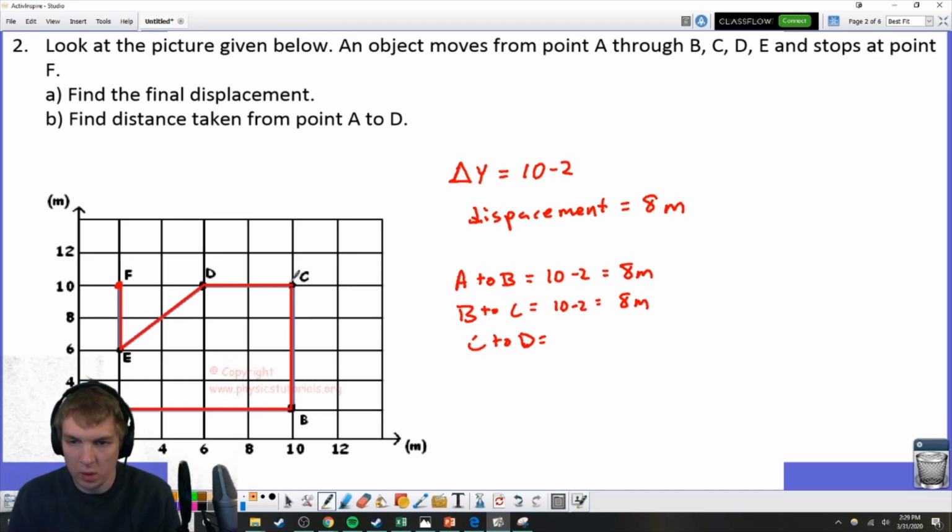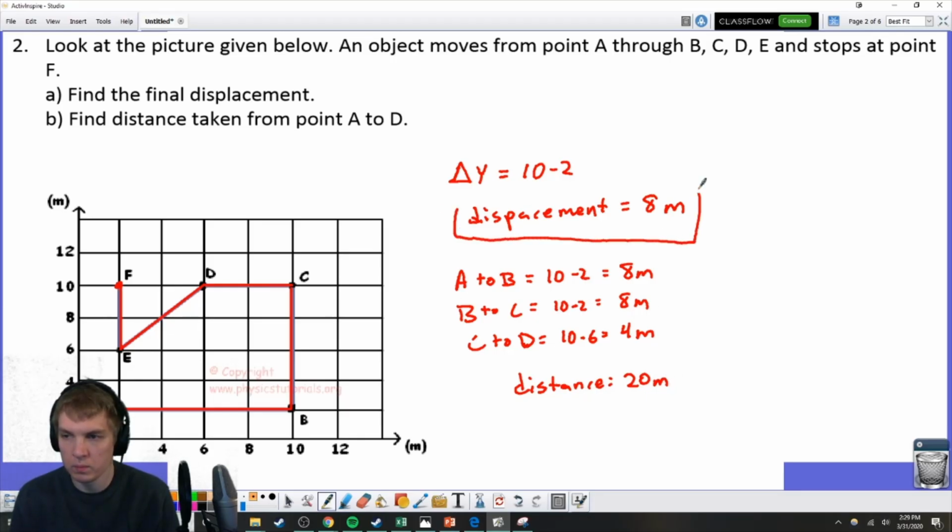And then going from C to D, the difference there is 10 to 6. So 10 minus 6 gives us 4 meters. You add all of that up, so the distance traveled is going to equal 8 plus 8 is 16 plus 4, that's 20 meters. So there's your displacement, and there's your distance. That's problem number 2.